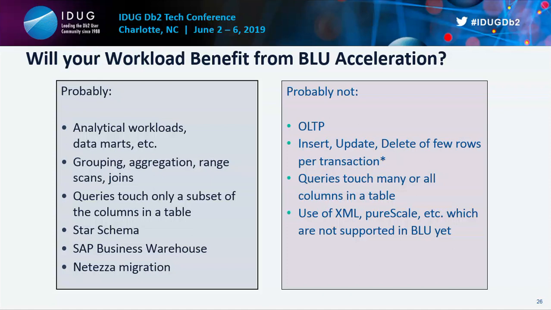Where not to use it? I would just say not for OLTP at this point. We have an HTAP strategy that we're looking at to merge them. I put a star on insert and updates for a few rows, right? We are putting enhancements in upcoming releases to make that better. If all you ever do is a SELECT star, columnar is probably not going to help you.